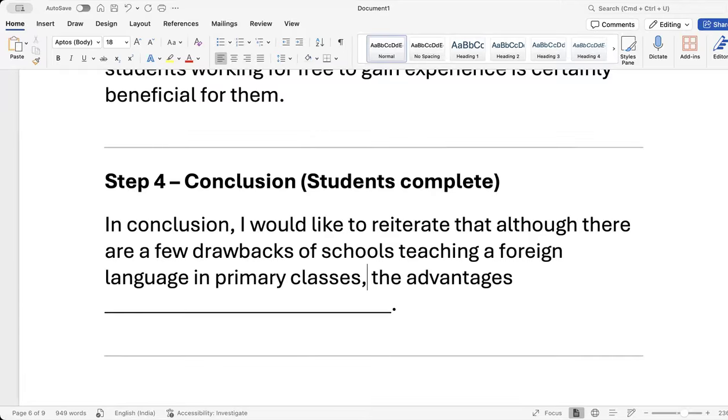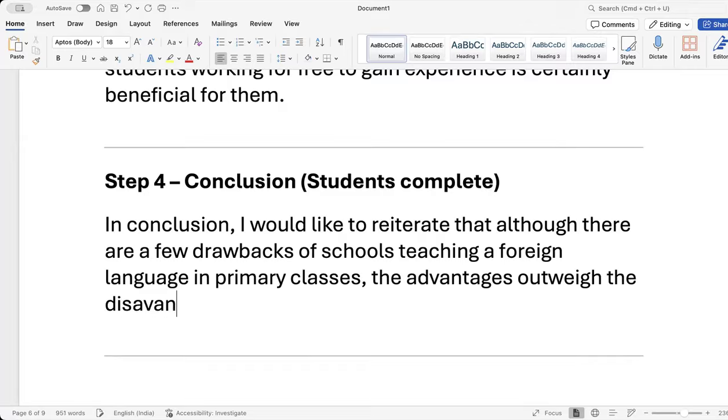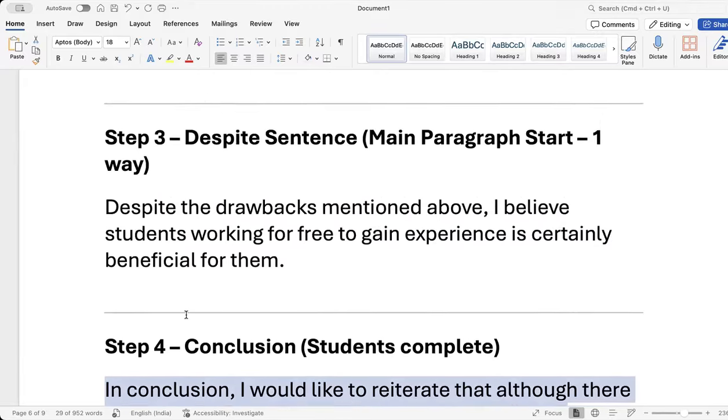There are a few drawbacks of schools teaching a foreign language in primary classes. The advantages outweigh the disadvantages. Definitely, you can use the word definitely. The advantages definitely outweigh the disadvantages. So this is the conclusion written. Anyone has a problem here, please let me know. No, sir. Good. So we are done with the introduction.